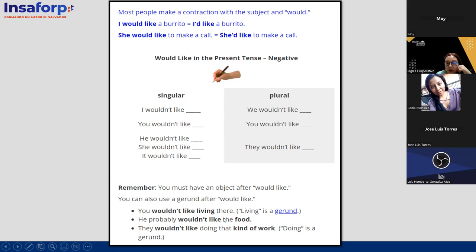He probably wouldn't like the food. Ahí es con el objeto, ¿verdad? He wouldn't like the food. Objeto. They wouldn't like doing that kind of work. A ellos no les gustaría hacer ese tipo de trabajo. Doing, gerundio. Pero también lo puedo expresar con un infinitivo. They wouldn't like to do that kind of work. Okay? Ustedes escogen cuál de las tres versiones tienen. Okay? Y para resumirlo, lo vamos a escribir acá en la pizarra.